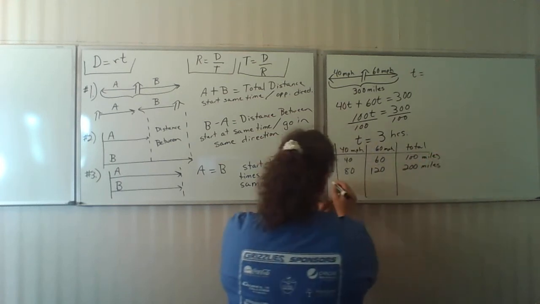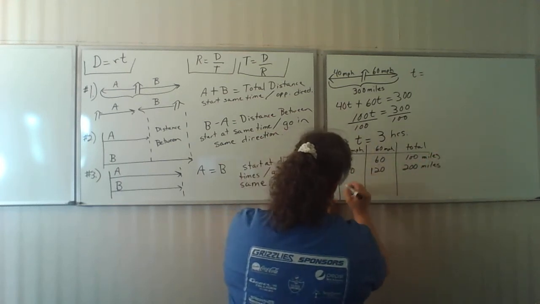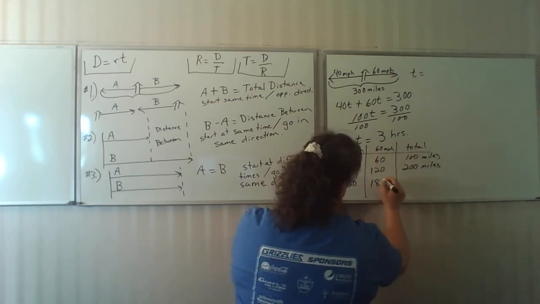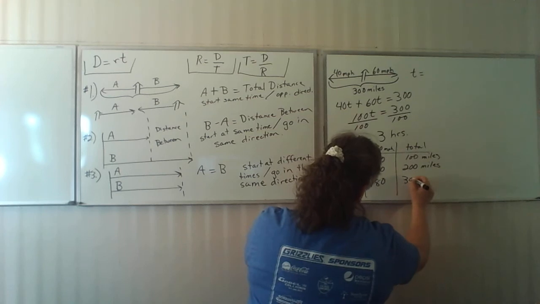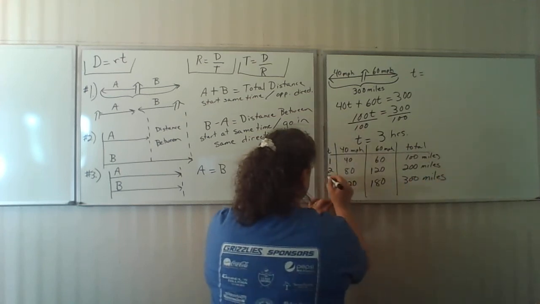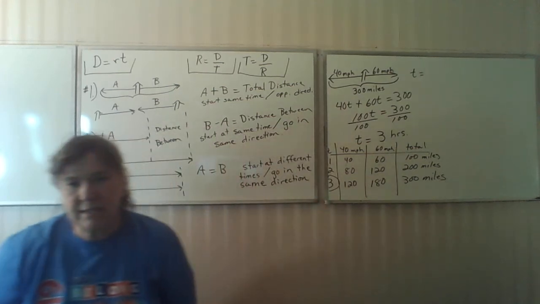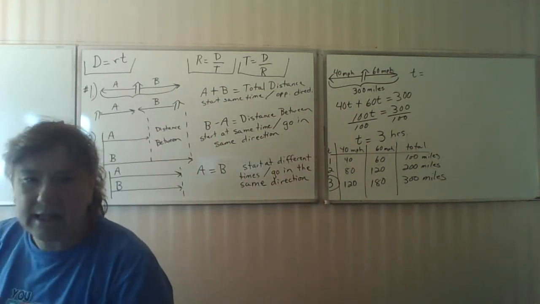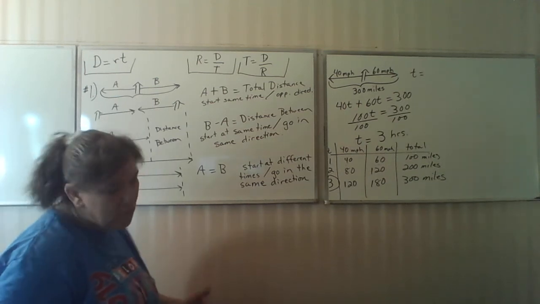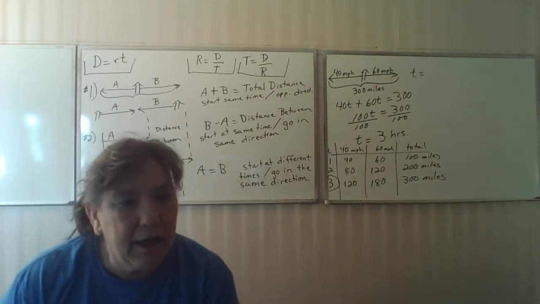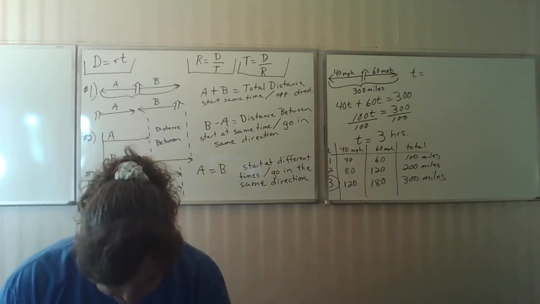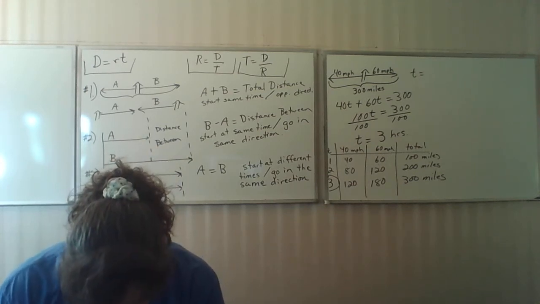Okay, and the last one, 3 hours, gives me 120 miles, and 3 times 60 is 180 miles, making 300 miles. So you can tell by trial and error that 3 hours is how long it is going to take them to get 300 miles apart. So you see there's more than one way to do many of these kind of problems. Okay, now let's look at another one.